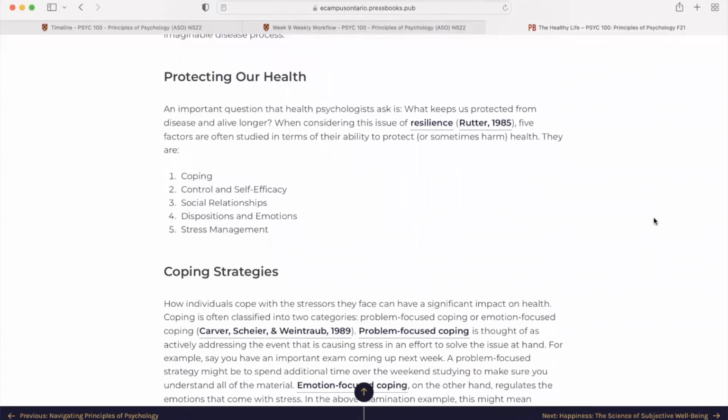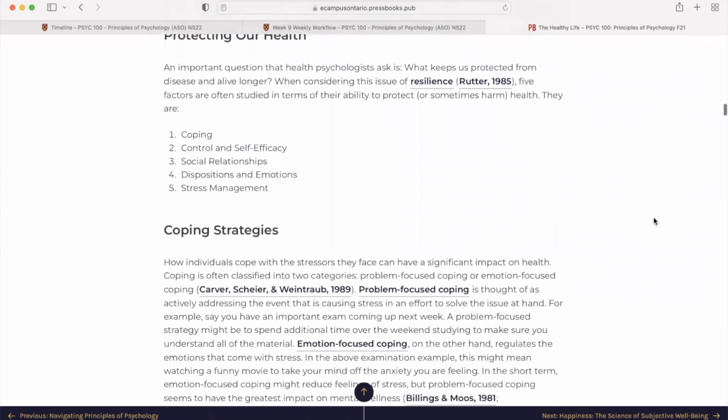Protecting our health. An important question that health psychologists ask: what keeps us protected from disease and alive longer? When considering the issue of resilience, 5 factors are often studied in terms of their ability to protect or sometimes harm health. They are coping, control and self-efficacy, social relationships, dispositions and emotions, and stress management.